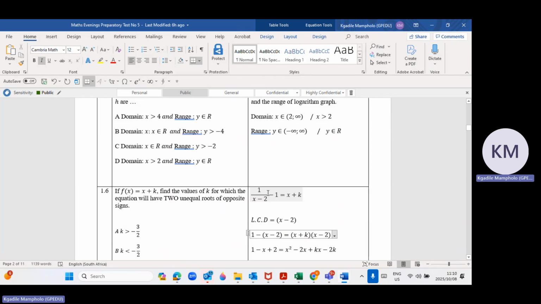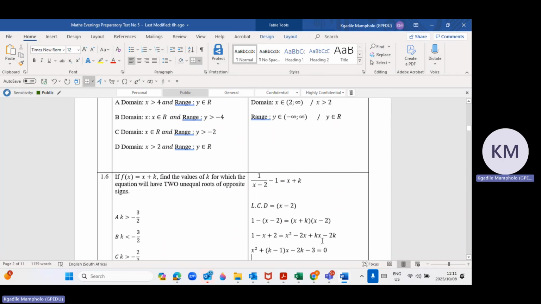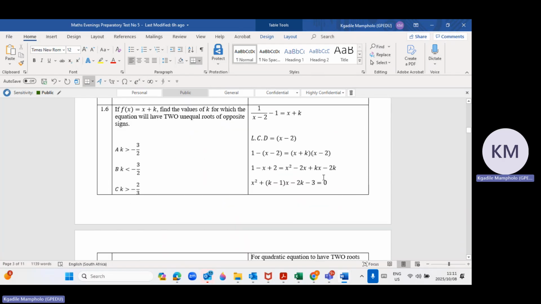Then when you multiply here, they will cancel, we remain with 1. Here we'll have negative 1 times x minus 2. Here we'll have x plus k times x minus 2. Then we clear the brackets, and when we clear the brackets, you have this. Then we write the equation in standard form. Remember, you can only factorize when your equation is in standard form, or you can only use the discriminant when the equation is in standard form.